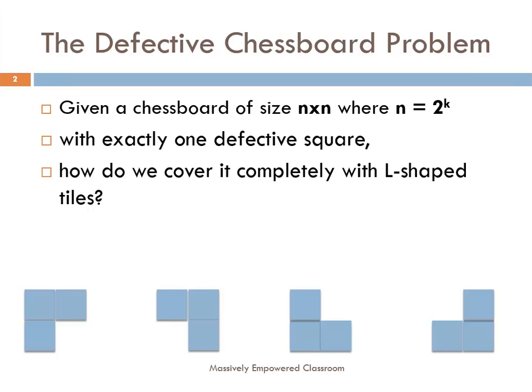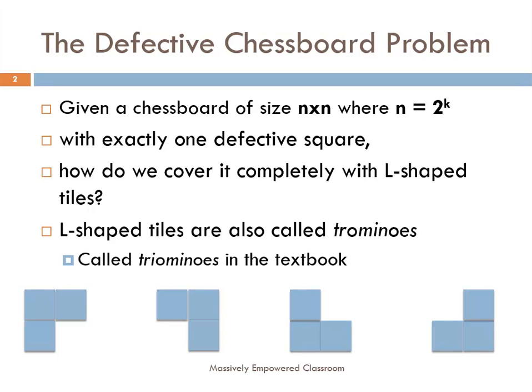And what we need to do is cover the chessboard completely with a set of L-shaped tiles. These L-shaped tiles are called trominos, but somehow the textbook calls them triominos. Whether we call them trominos or triominos is really not significant. These L-shaped tiles are made up of 3 squares, and they have one of these shapes. So it can be this, or this, or this, or this. As you can rotate them and see, these are the only 4 possibilities for L-shaped tiles.